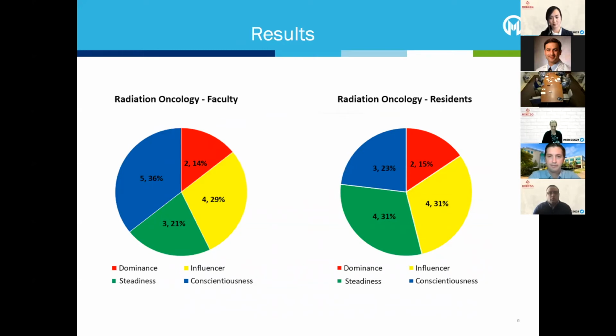So we had 12 faculty members complete the survey, 10 that were clinical and 2 that were in the physics department, and all 10 of our residents. Results were fairly proportional. You might even say a close match, with faculty favoring the conscientious style more and residents favoring steadiness.